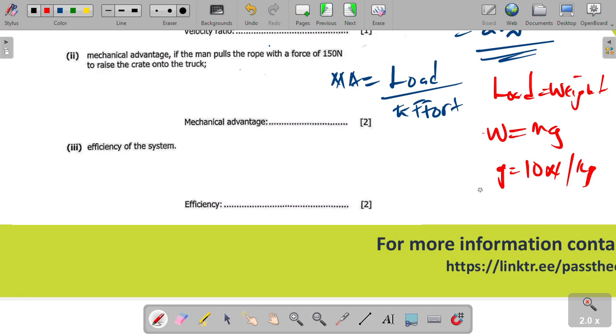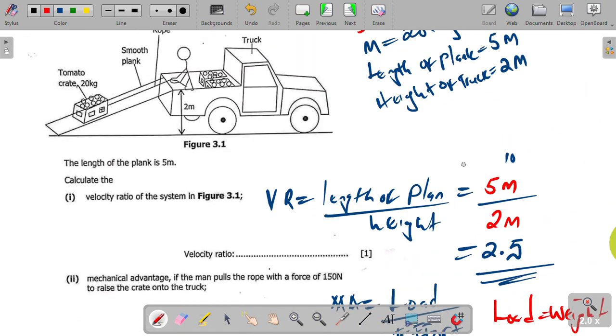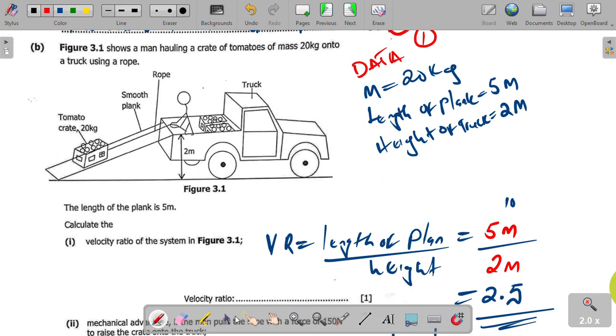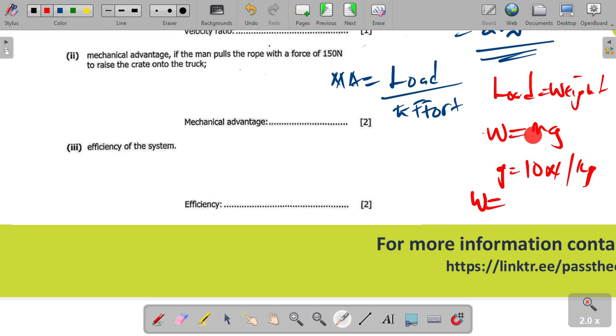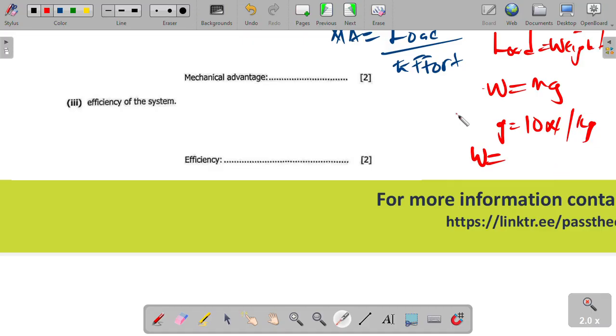Okay? So, our load or weight is equal to, what's our mass? Our mass we have been given the mass of the object that is being put. Okay, this is the mass, 20 kg. So we put it here, 20 kg, then multiplied by 10 constant. All right. Okay, so we say 20 times 10. What are we going to have?